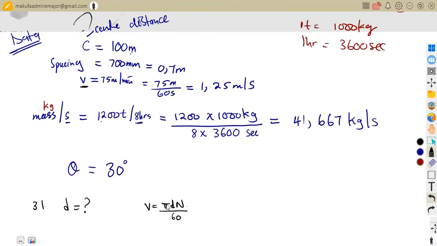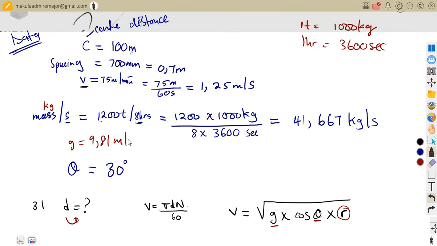But here we do not have the speed in revolutions per minute, or the same velocity is given by the square root of the gravitational acceleration times the cos theta, which is our discharge, times the radius in this case. So in order for us to have the diameter, we are supposed to be thinking of this formula for the radius, because we've got the discharge, the gravitational acceleration being 9.81 meters per second squared, and we also have the velocity of the chain, which is the speed of the chain in meters per second. So we can calculate the value of R, which is the radius.